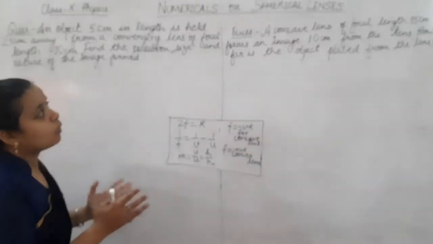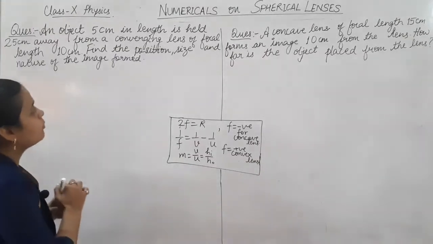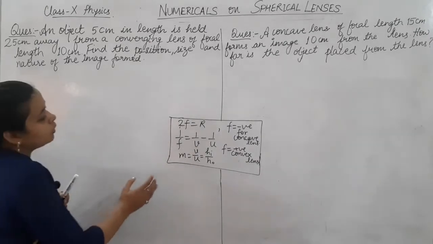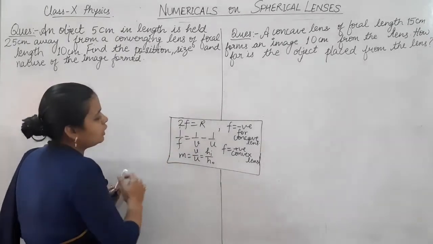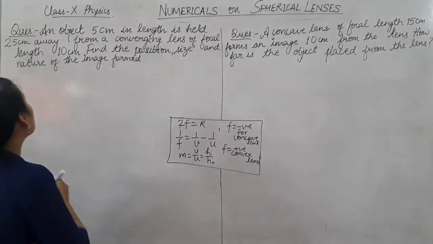For solving, as I have told you how to solve numericals using spherical mirrors, the same process you have to apply in solving these numericals also, but only the relation differs here. This relation is said to be the lens formula, you have already been told.